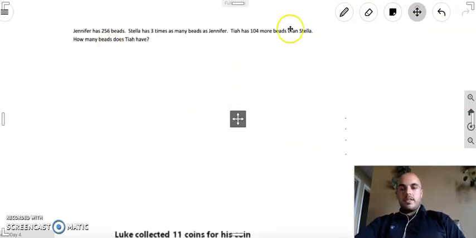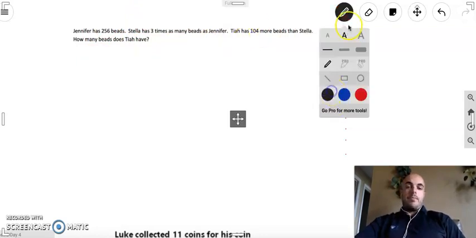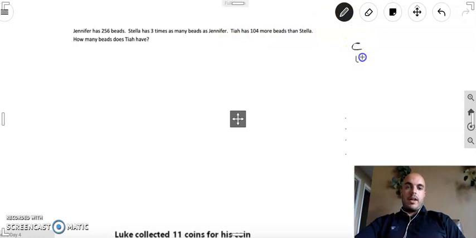So this one says, Jennifer has 256 beads. Stella has 3 times as many beads as Jennifer. Tia has 104 more beads than Stella. How many beads does Tia have? All right, so we've got 1, 2, 3 people and a lot going on in this. I'm definitely going to use my cubes method for this one. I'm not going to try and do it without it.